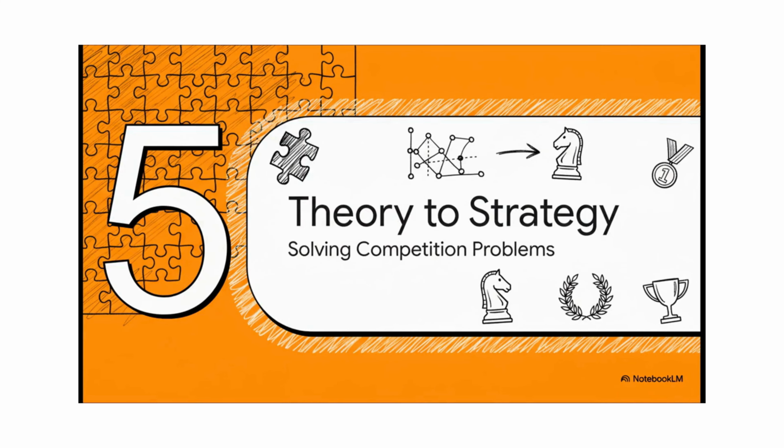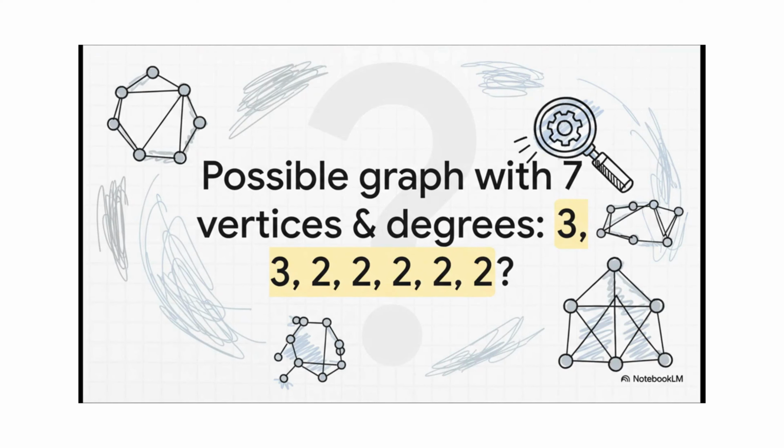All right, let's put all this together. We're going to move from a fun little puzzle to a more strategic competition-style problem. This will really show you how these concepts are used to prove if something is even possible in the first place. So here's the kind of problem you might see in a math competition. Is it possible to have a graph with 7 vertices that has these specific degrees? We need 2 of them with degree 3 and the other 5 with degree 2. Now, just looking at it, it's hard to know, right? But we have a tool for this.